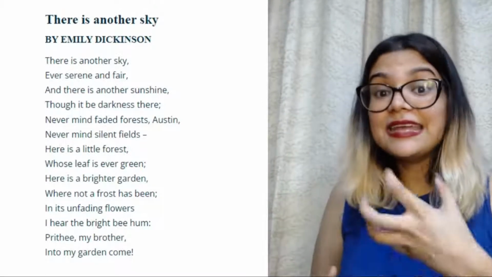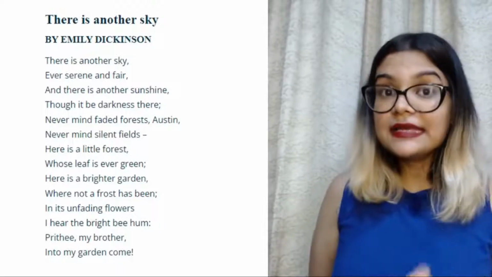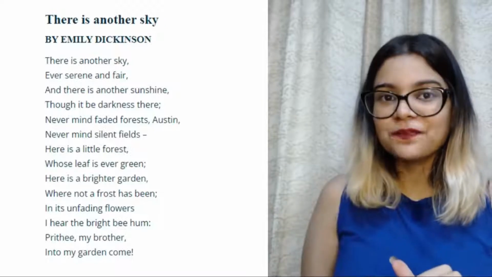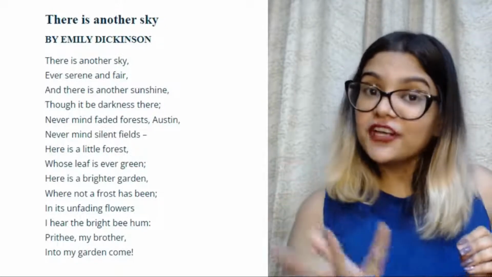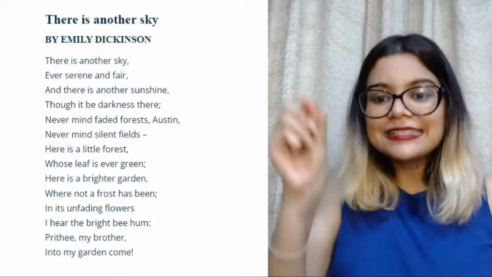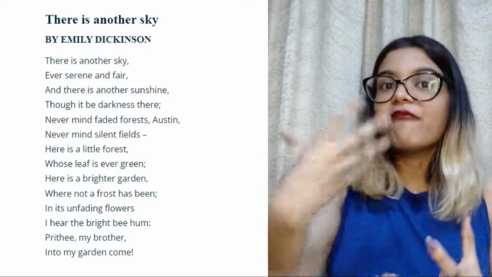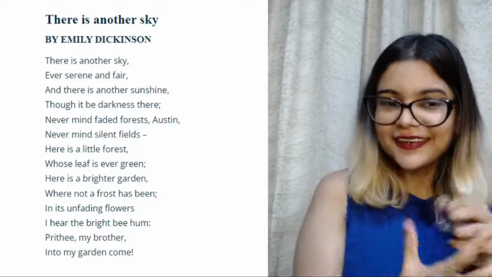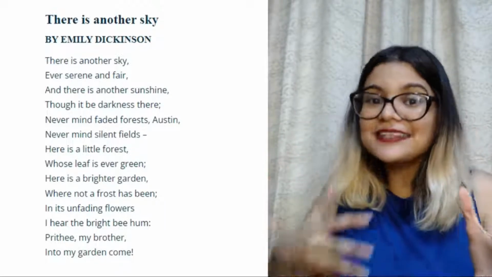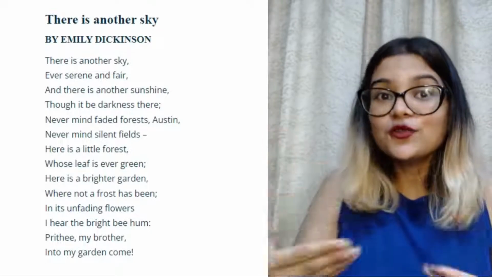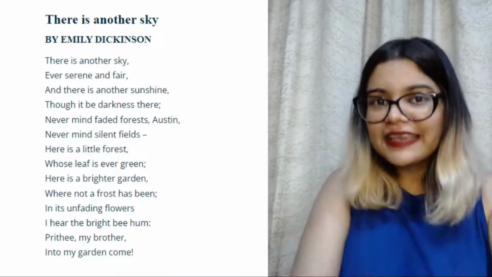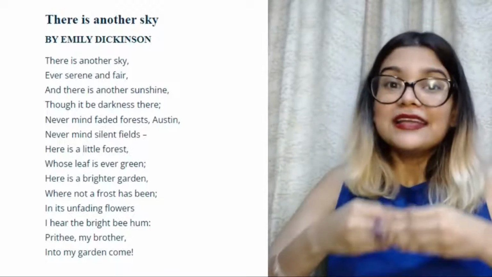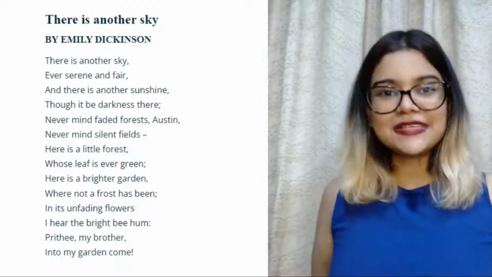The last line, into my garden come. Emily Dickinson very nicely uses an inversion along with an exclamation. Two figures of speech, inversion and an exclamation. Exclamation puts more emphasis on the idea, and an inversion gives a more poetic effect. So this is how she adds more stress onto the feeling that, my dear brother, come back into my world where I will give you so much love. There is so much happiness, you will never be sad.